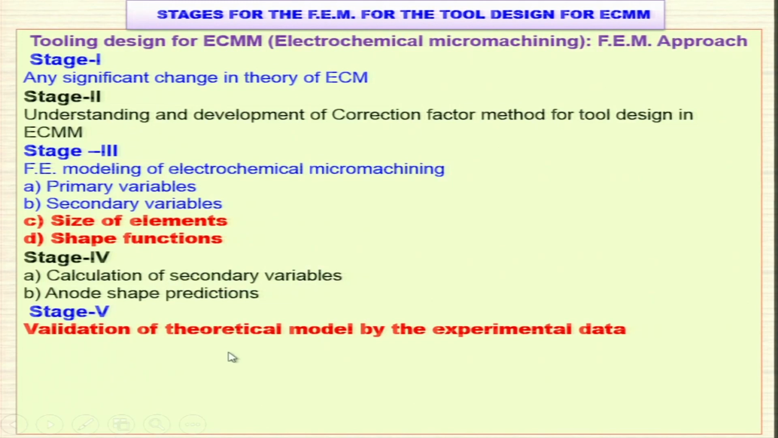Stage 4, stage 5, validation of theoretical model by the experimental data. This is another very important step, because you must always compare your theoretical or computed results with the experimental results and find the deviation. If deviation is more than 5% or even 10%, then you should rethink and remodel the process, because there is something wrong. Too many simplified assumptions have been made. So relax those assumptions to make theoretical results closer to the experimental results.